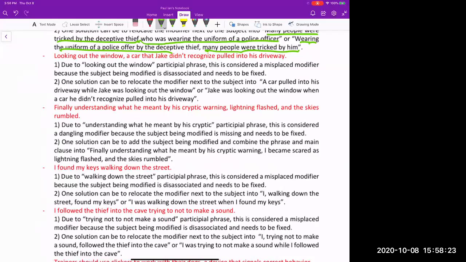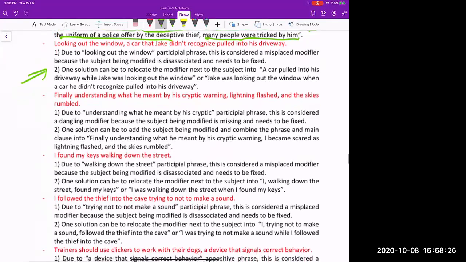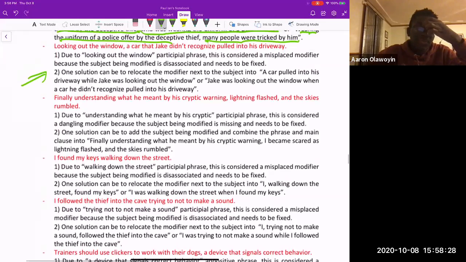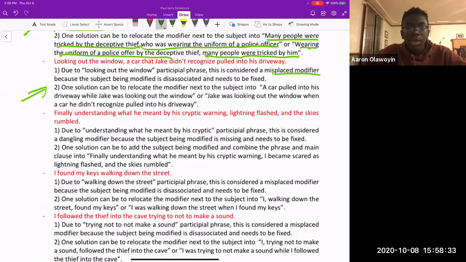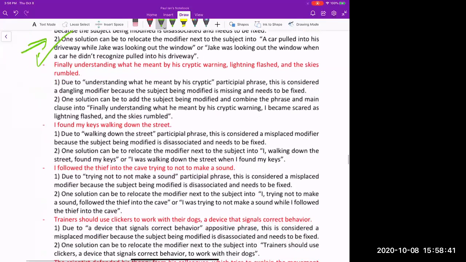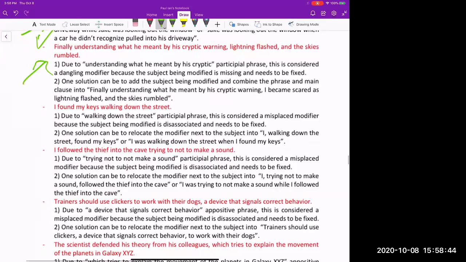All right. What about this guy? Misplaced again. Okay, good. And what's being misplaced? And then what should you do? Looking out the window, and it's Jake looking out the window, so it needs to be next to it somehow. Yes, good. Okay, let's speed it up. What about this one? These ones, the misplaced ones are good, but you always have to think twice about the other guy.